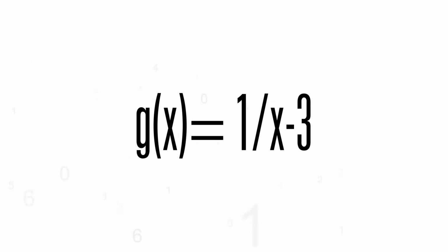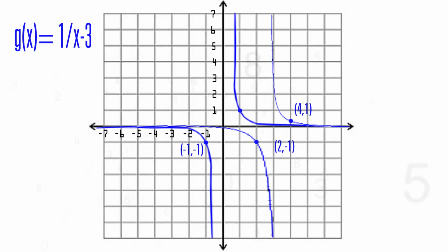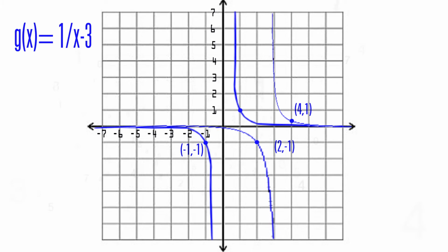In this example, g of x is equal to 1 over x minus 3. Because h is equal to 3, it translates f 3 units to the right.